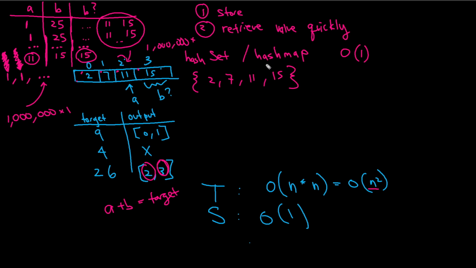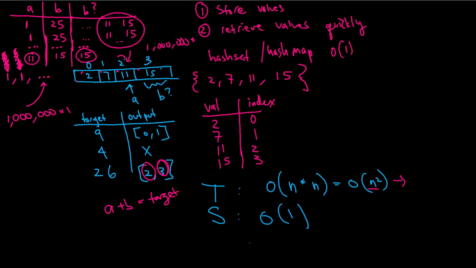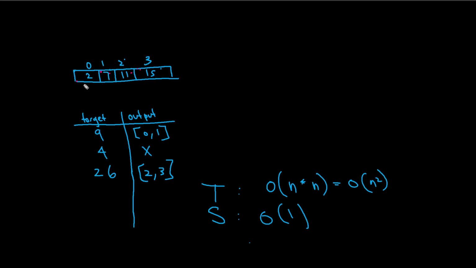So we need a map, because a map will allow us to not only store the value, but also the index it's located at. For example, 2 is at 0, 7 is at 1, 11 is at 2, and 15 is at 3. So how would we use a hash map to solve the problem? Let's take a look. Our input is again going to be 2, 7, 11, and 15. And our target will again be 26.